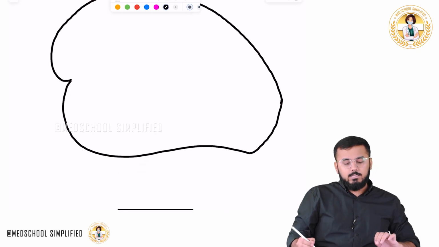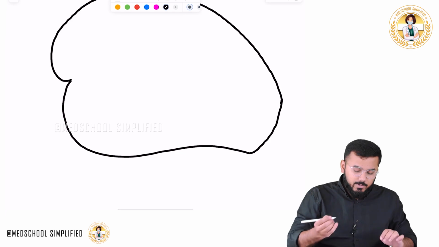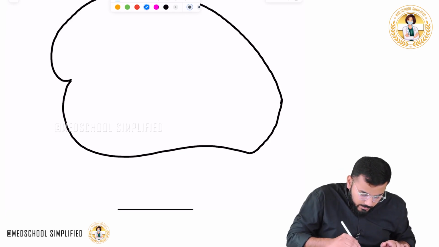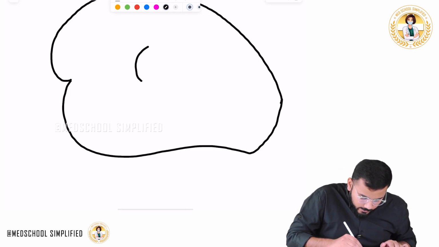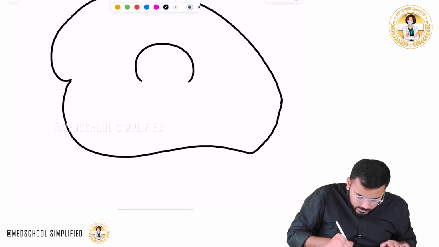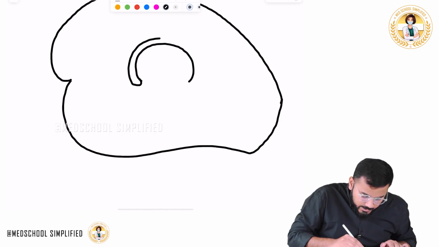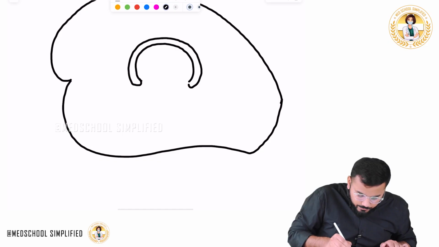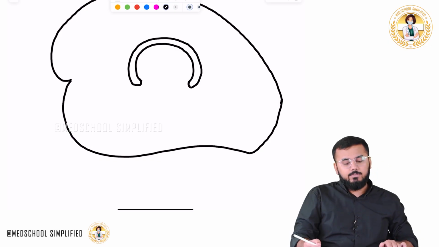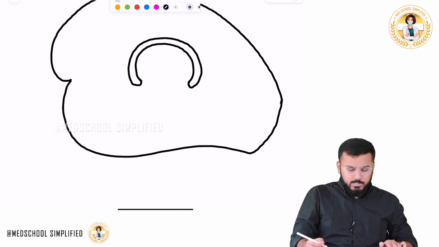So let us say this is your medial part. Now how will you finish up the medial part? In the center over here, you have got a structure like this, and this structure you call the corpus callosum. This structure which you can see in the center is called the corpus callosum.